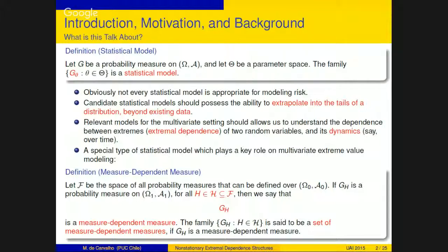That's it. So the parameter of interest, when we are in this setting, as we shall see in the next slide, is a parameter which is also a probability measure. And that probability measure will be describing the dependence between the extremes of two random variables, okay? So keep in mind this definition. Essentially, it's G_h, with G and h both being probability measures. Each one can be defined on its own measurable space.